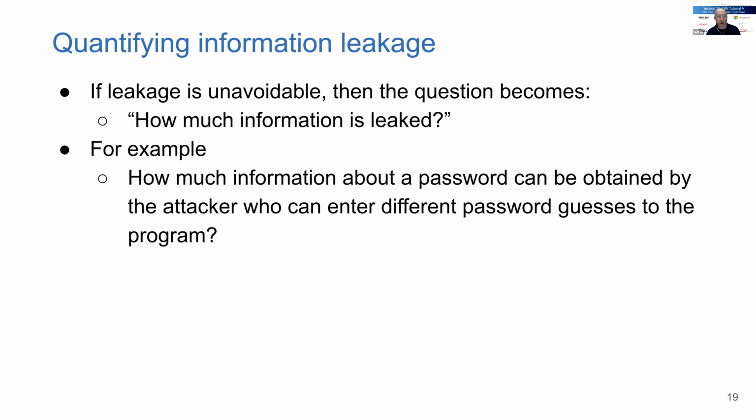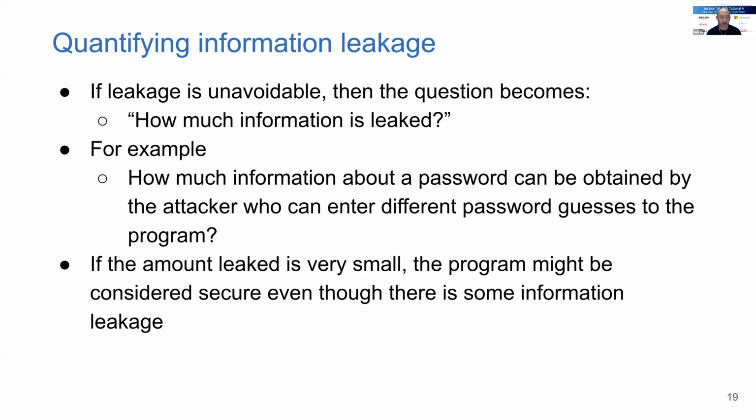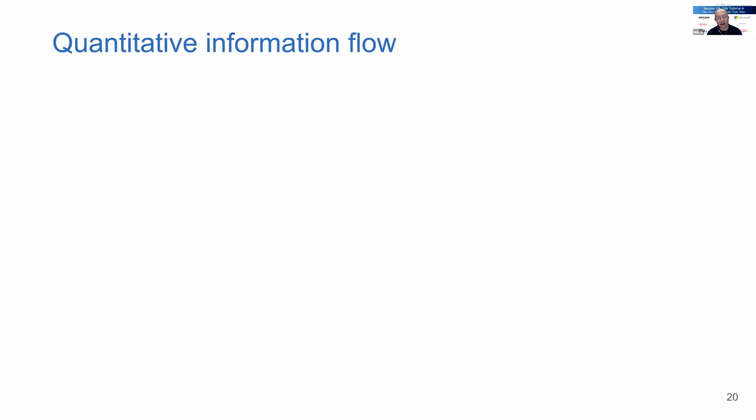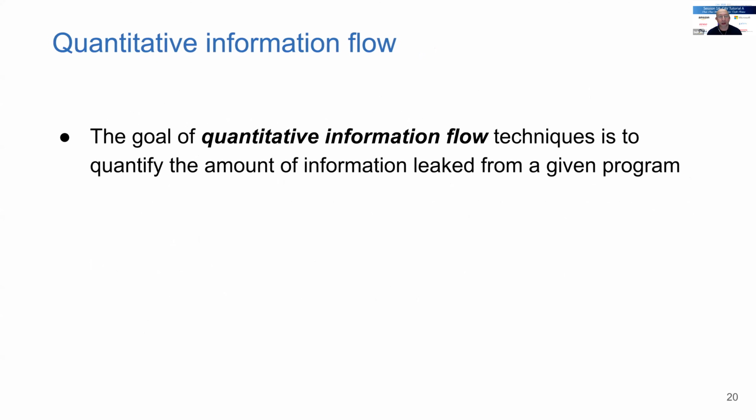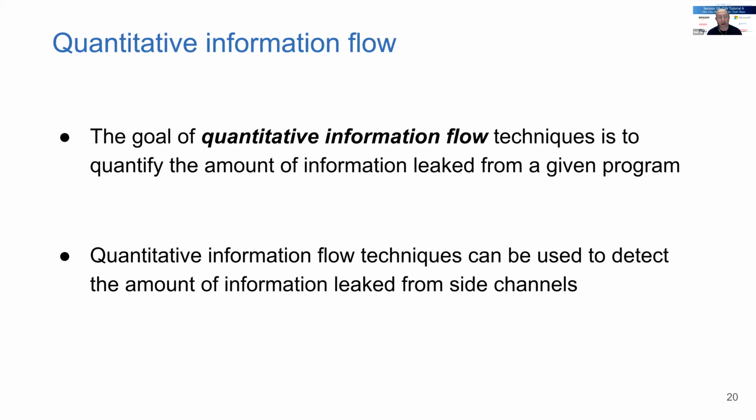And that's quantifying information leakage. Quantitative information analysis will enable us to detect if there is too much leakage. So this is what research in the quantitative information flow area tries to accomplish. The goal of quantitative information flow techniques is to quantify the amount of information leaked from a given program.